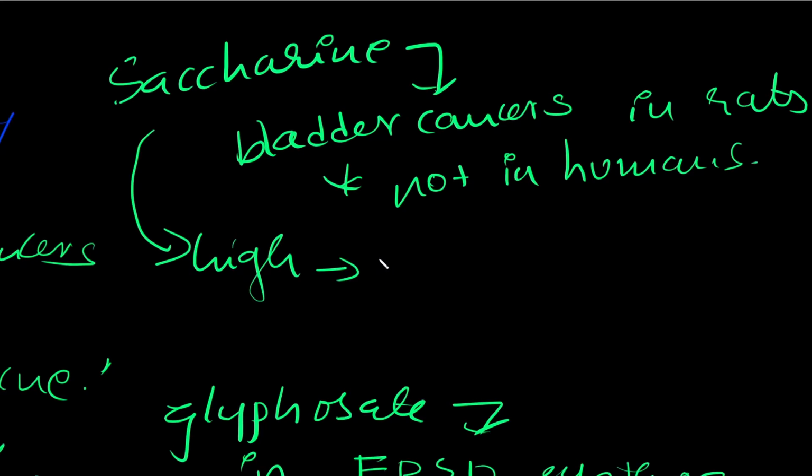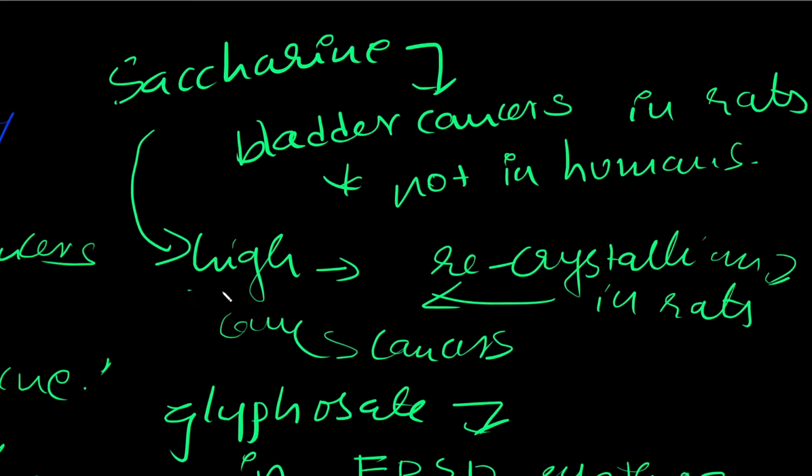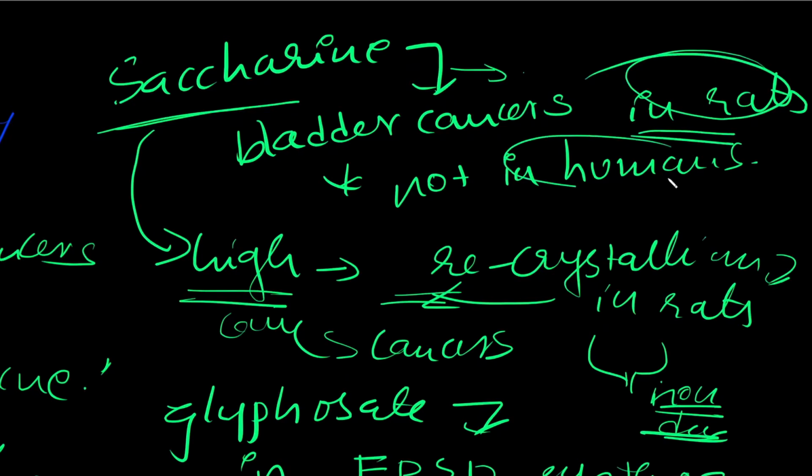in urinary bladder, which can produce crystals, or the concentrations are high enough to cause recrystallization in rats. So these crystals produce constant irritation, thereby causing cancers. But attaining such a high concentration of saccharin in urinary bladder of humans is very difficult even at a very high intake of saccharin. So that's why saccharin is selectively carcinogenic in rats, but not in humans.